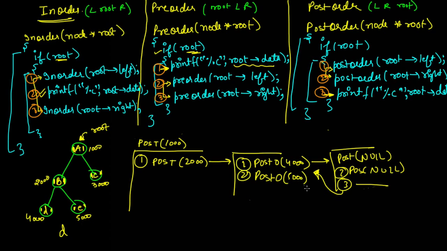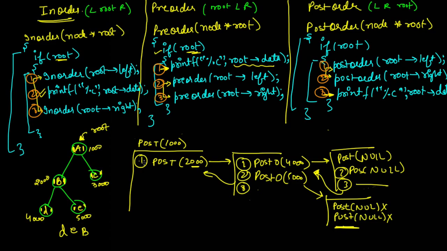5000. So when it called post order 5000, it is going to call post order null, which will not execute. Again it is going to call post order null, which is also not going to execute. Then it is going to print the data present at location 5000, therefore it is going to print E. And then it is going to execute its third statement, which prints the data present at location 2000, therefore it is going to print B. Then control will go back to this statement, and it is going to execute line number 2, which is post order 3000.